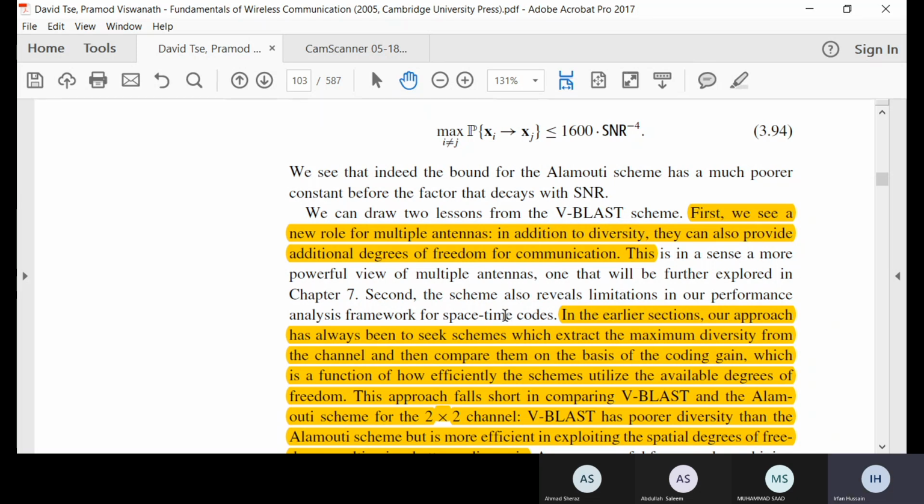But we can see the limitations of our various techniques. Some techniques give us full diversity gain, but they cannot give us full degrees of freedom, but others give us full degrees of freedom, but they cannot give us full diversity gain. Yes. So previously we were actually trying to get maximum diversity gain, and then we were comparing them on the basis of coding gain.